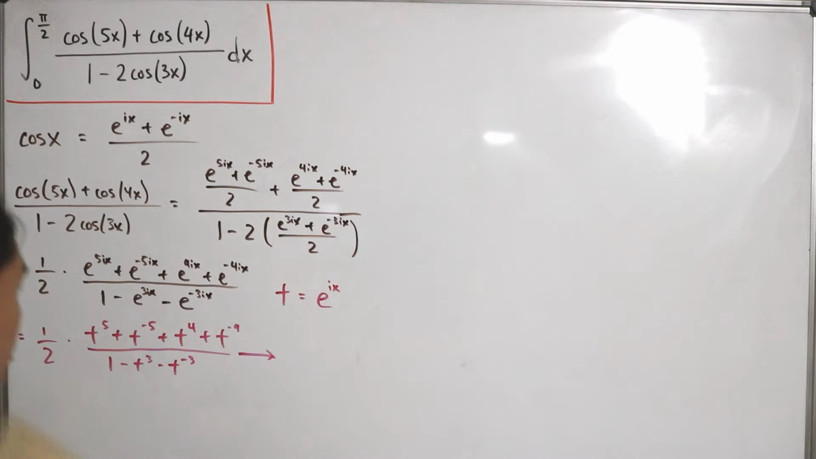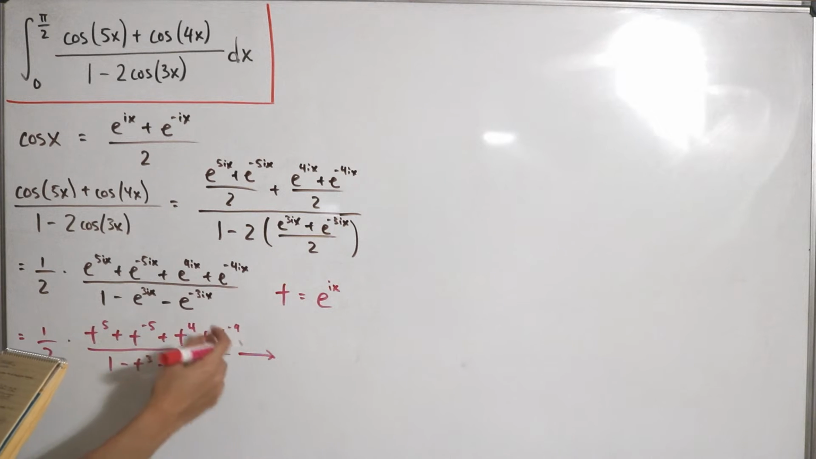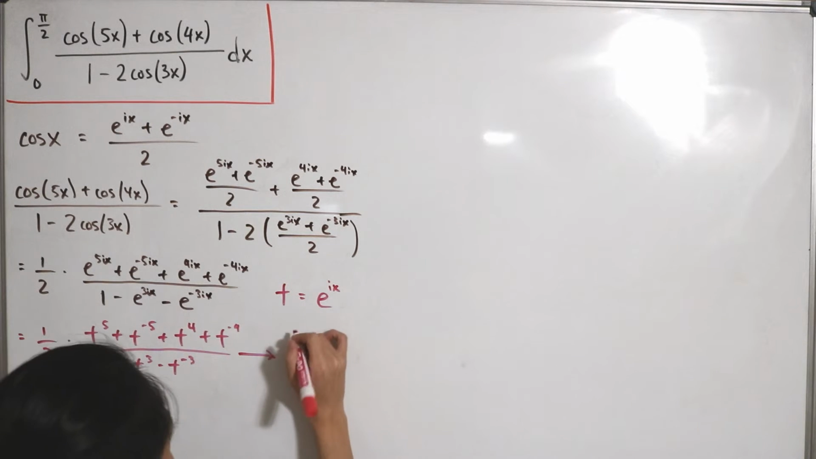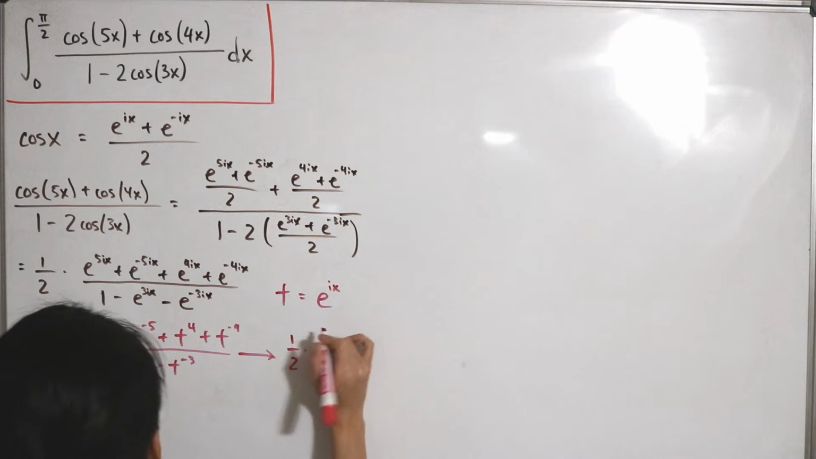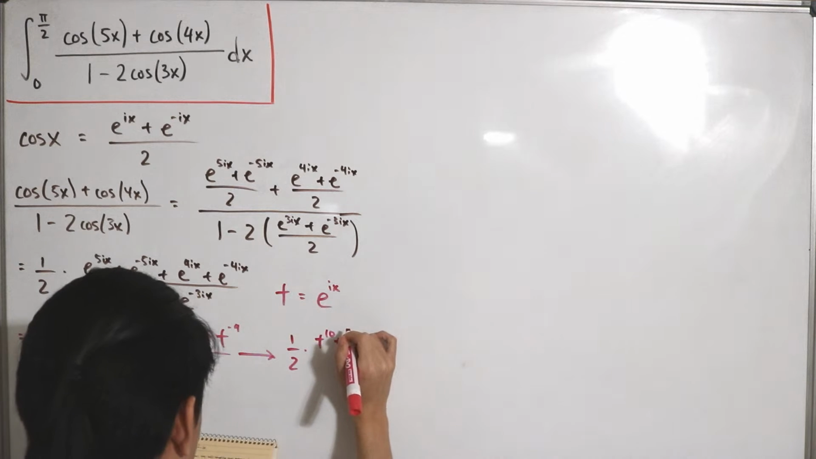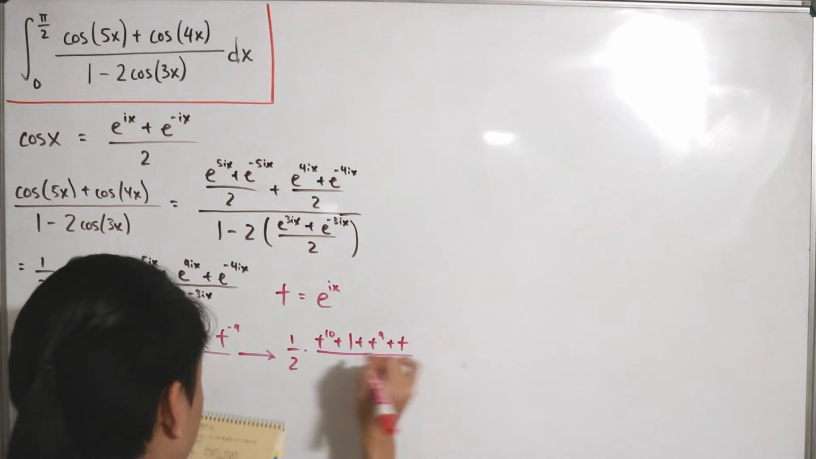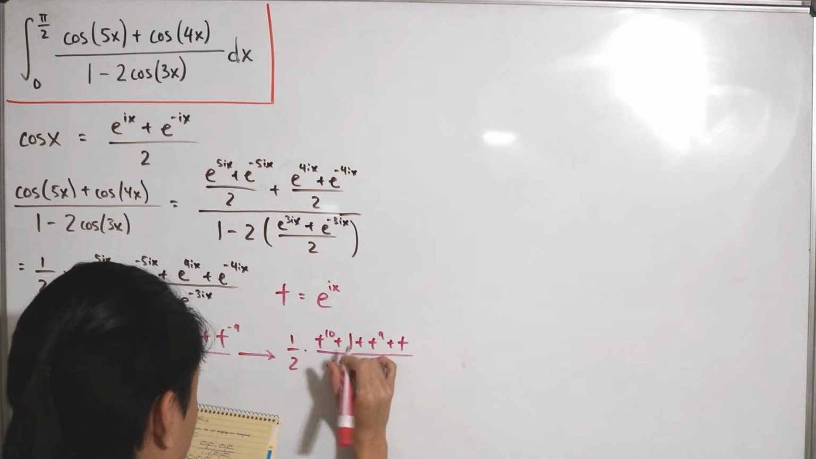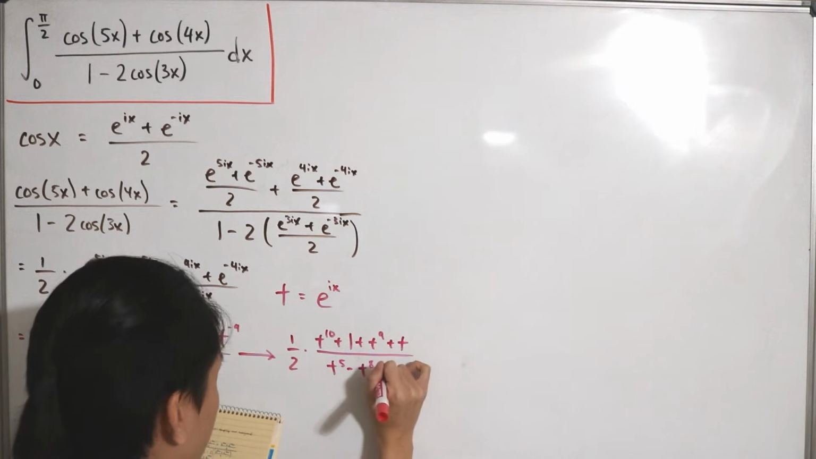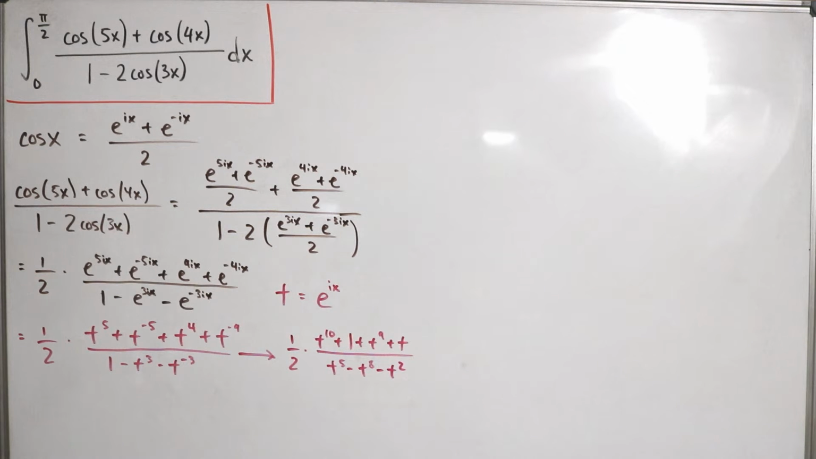To make things easier, because after this next step we're going to get into long division with polynomials, let's multiply t to the power 5 to both the numerator and denominator. That yields 1/2 times t to the power 10, plus 1, plus t to the power 9, plus t, all divided by t to the power 5, minus t to the power 8, and then minus t squared. Now here comes the polynomial long division.